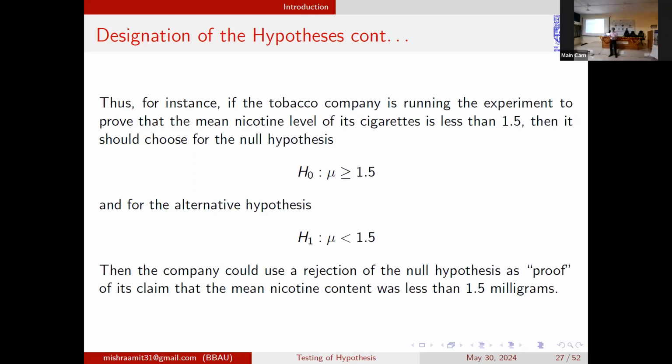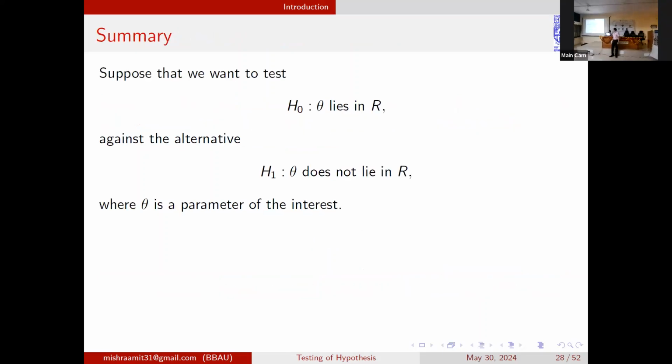So if the company wants to do the same experiment, then the hypothesis will be changed. Our null will be mu greater than or equal to 1.5 now, and the alternate becomes mu less than 1.5, because the company is now doing the experiment. So understand that in the same experiment, who is involved changes the hypothesis. Don't think you can just write whatever you like. Okay, summary is very simple.